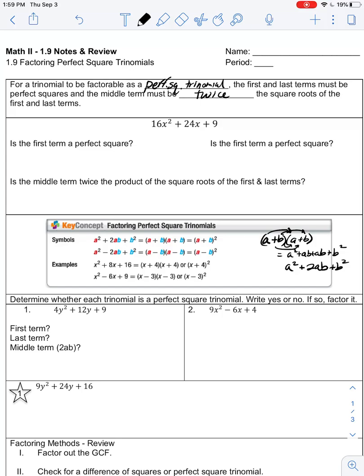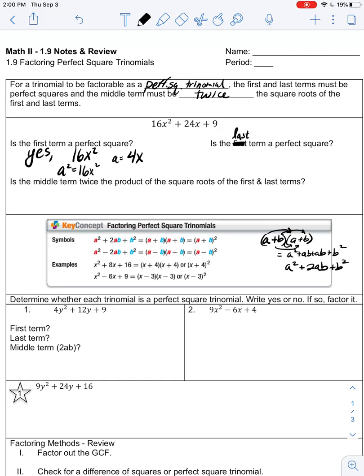Is the first term a perfect square? Yes, it is. And we know that it is because the square root of 16x squared would be 4x. So since this represents, looking back down here, we had a squared plus ab plus b squared, 16x squared represents a squared. So a squared is 16x squared, which means that a is 4x. And then this is a typo, which I need to remember to fix.